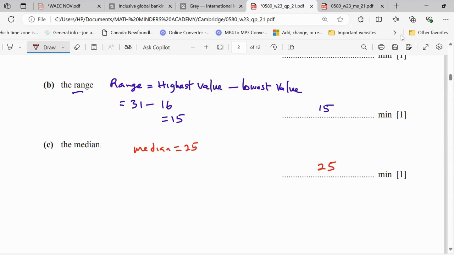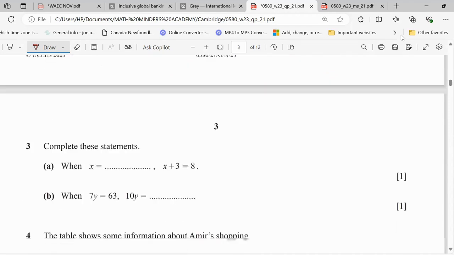Supposing we don't have 15, supposing it's 16, what we would have done is count 7, 7. We have 2 numbers in the middle. We just add the 2 numbers and divide by 2. We'll still get the median. Let's proceed to the next question.